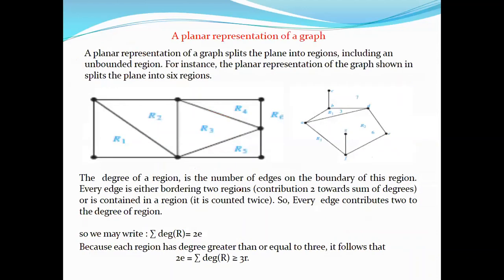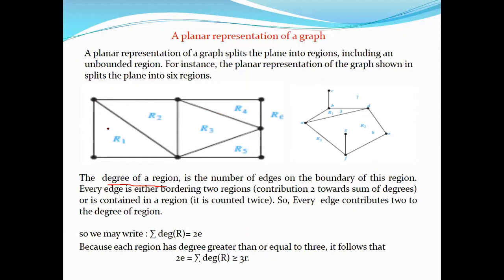Connected with this planar representation, there is one term called region and degree of region. Whenever a planar graph is there, it splits our plane into different regions. Like this graph is a planar graph, and it has divided this whole plane into 1, 2, 3, 4, 5, and 6 regions. Attached with these regions is one term called degree of region. Degree of a region is the number of edges on the boundary of this region.